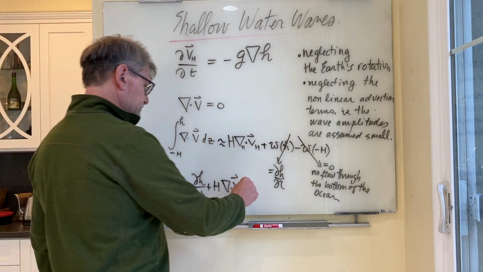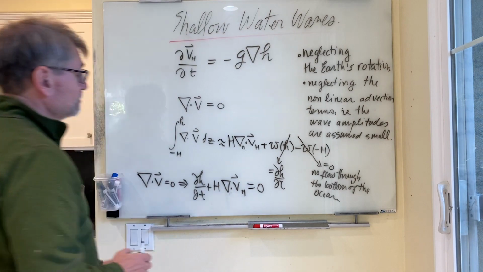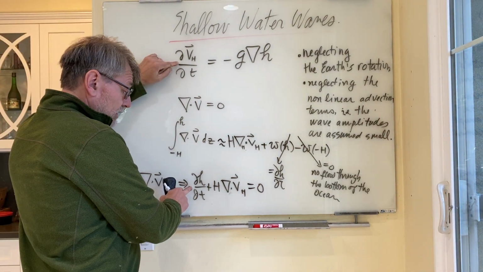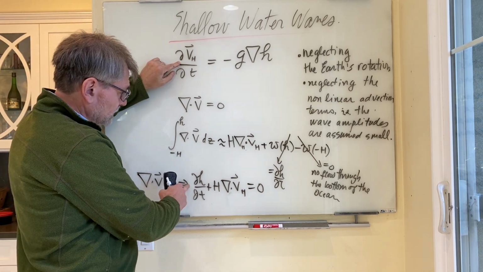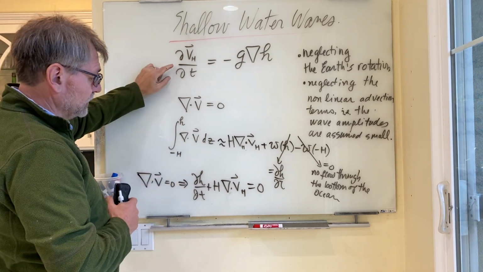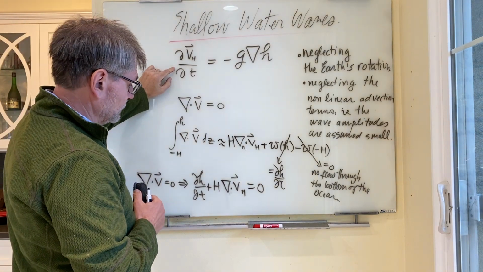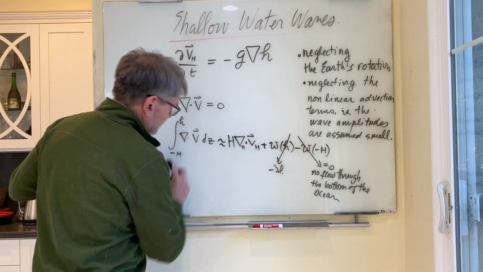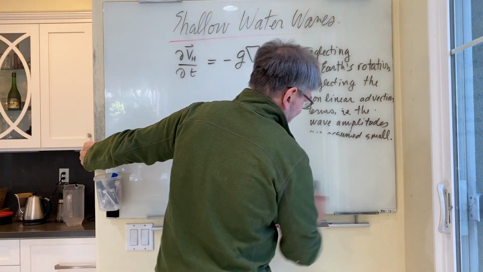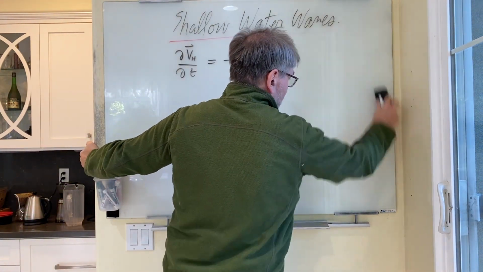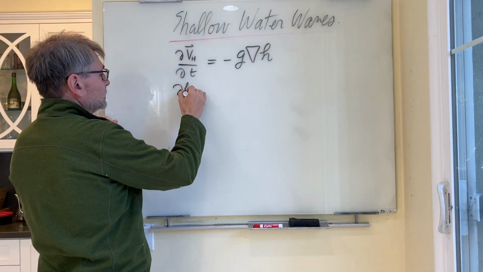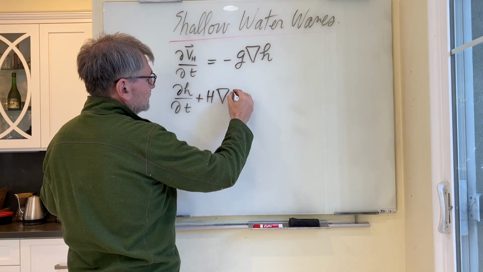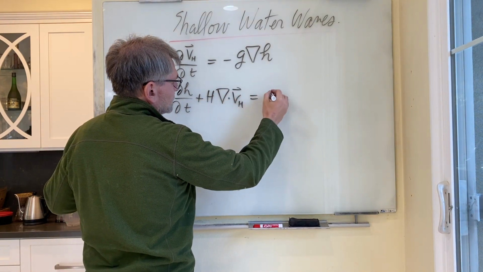Is equal to 0. All right, so these two equations, the horizontal momentum equation and the continuity equation, are what we will call the linear shallow water equations. So let's do a little bit more with those equations. dh/dt plus h div dot vh equals 0.